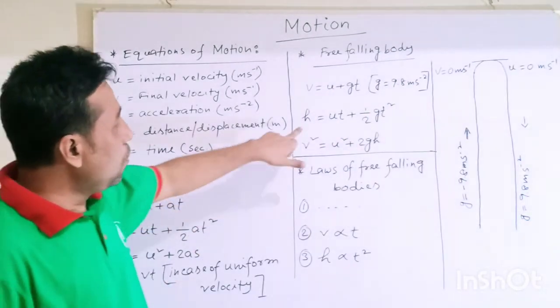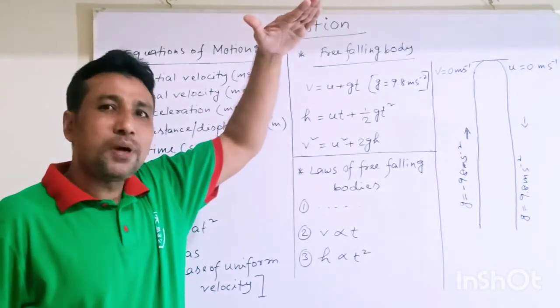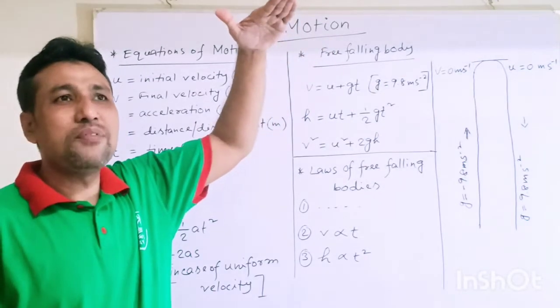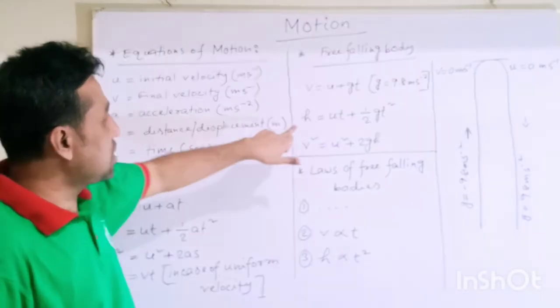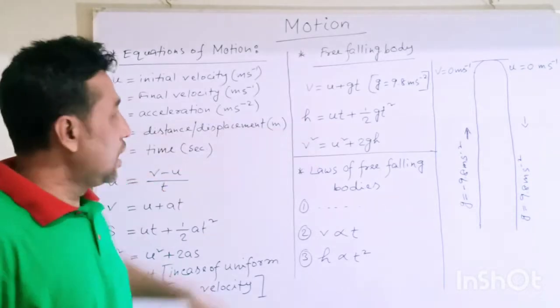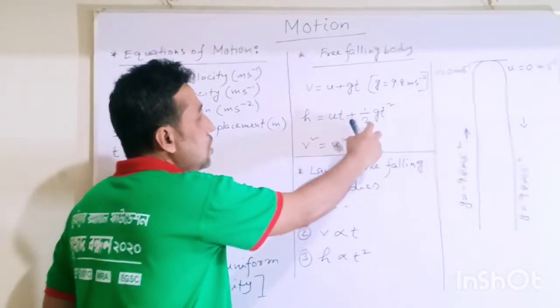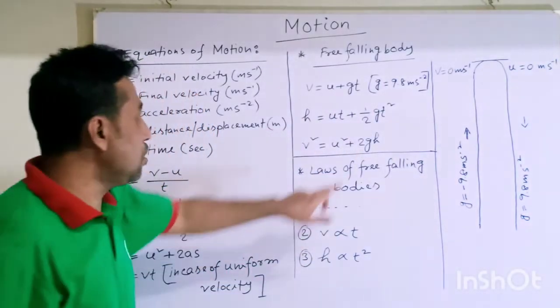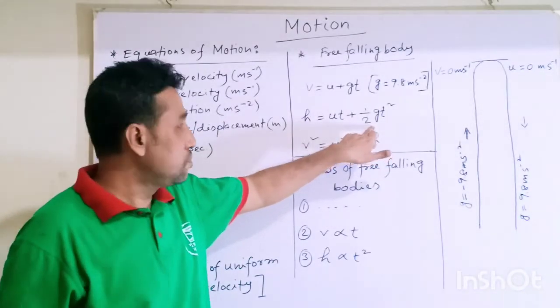But here, when a body falls from a particular height, it will travel some height. In that case, we say S is the height. S is equal to ut plus half gt square. You see here also, instead of a, we used g.